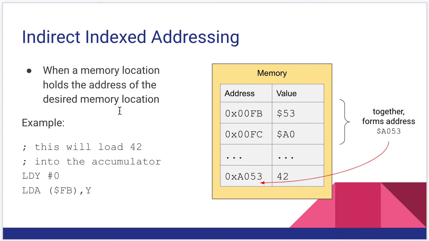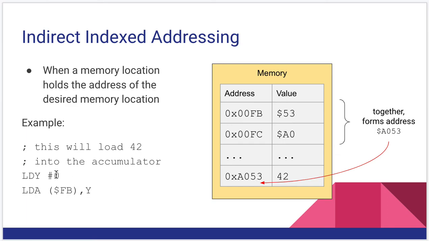So in indirect indexed addressing, we have a memory location whose contents are an address. In other words, a memory location's contents are the address of another memory location whose contents we want to bring in. So there's kind of two steps there to get to where we need to go. Sometimes it's easiest to show an example.